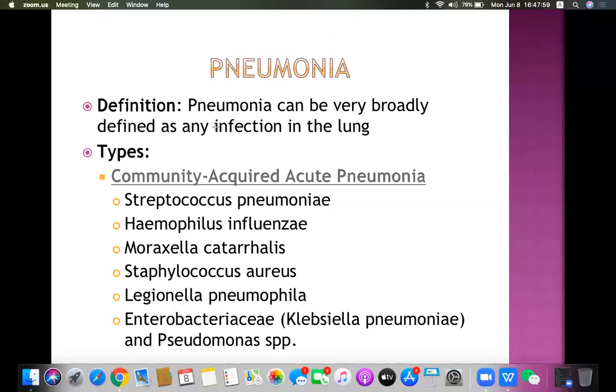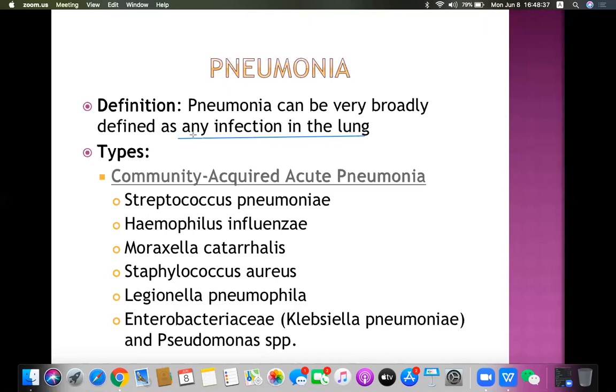So pneumonia can be very broadly defined as any infection in the lung. Now this is a very broad, very vague definition actually. What that infection is doing to the lung, you can always add there. Some textbooks mention this is an infection of the lung parenchyma which leads to consolidation in the lung. Consolidation means solidification of the lung. When I move further into this topic, that term will come so many times.